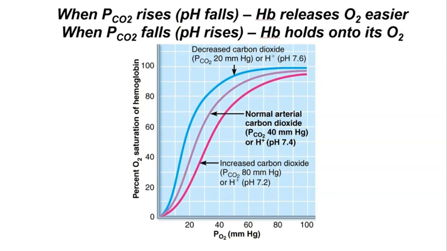On the other hand, decreases in carbon dioxide concentration or increases in pH, that is, if the tissues become more alkaline, the curve shifts to the left, which is represented by the blue line there, meaning that as carbon dioxide decreases or pH increases, hemoglobin will less easily release its bound oxygen.